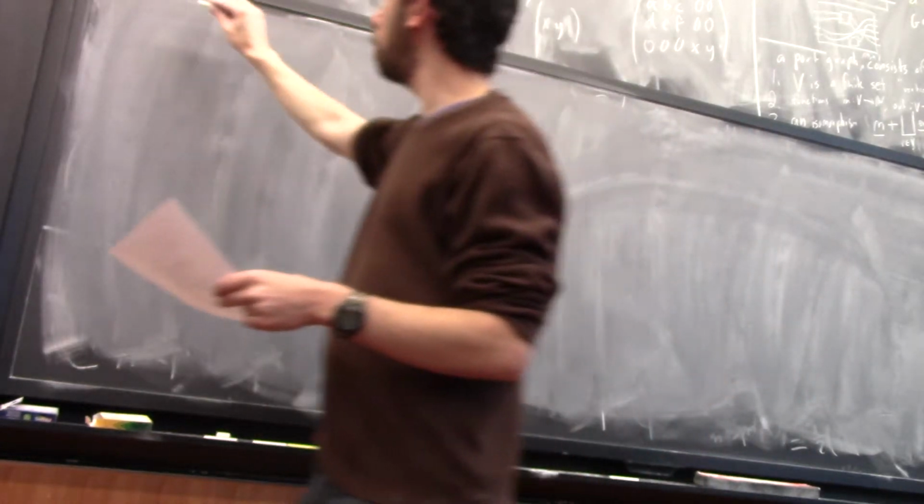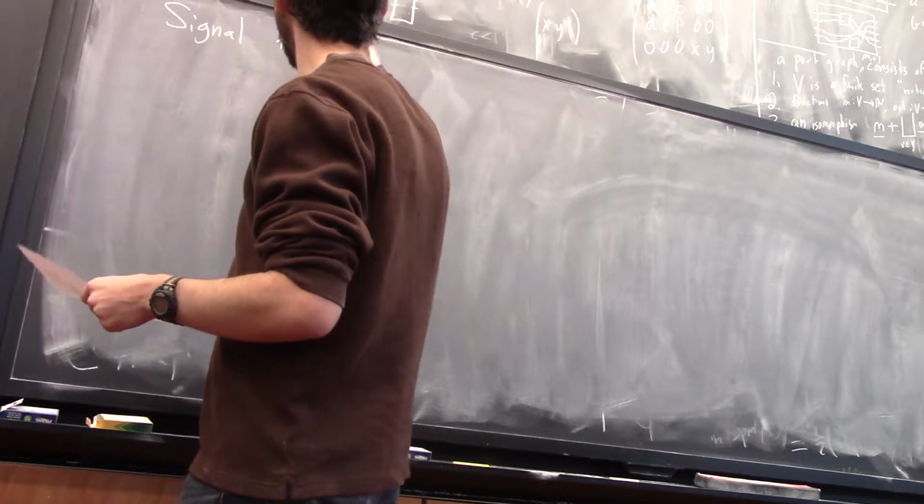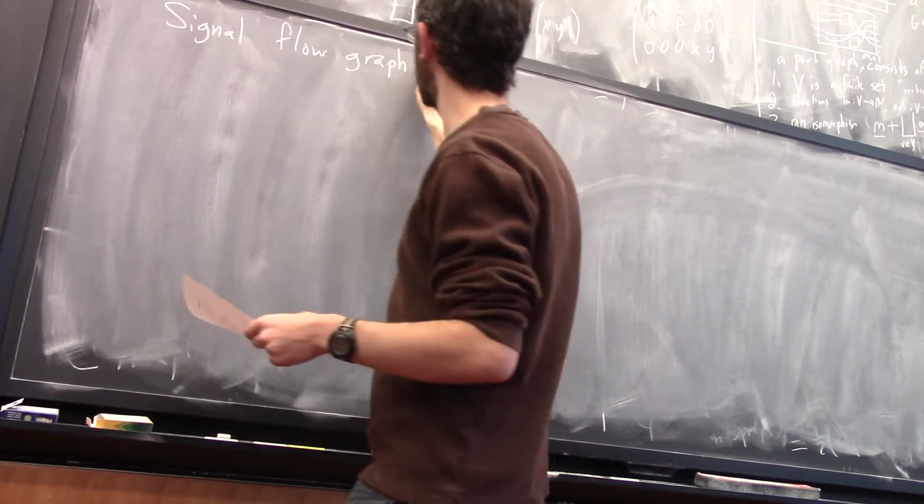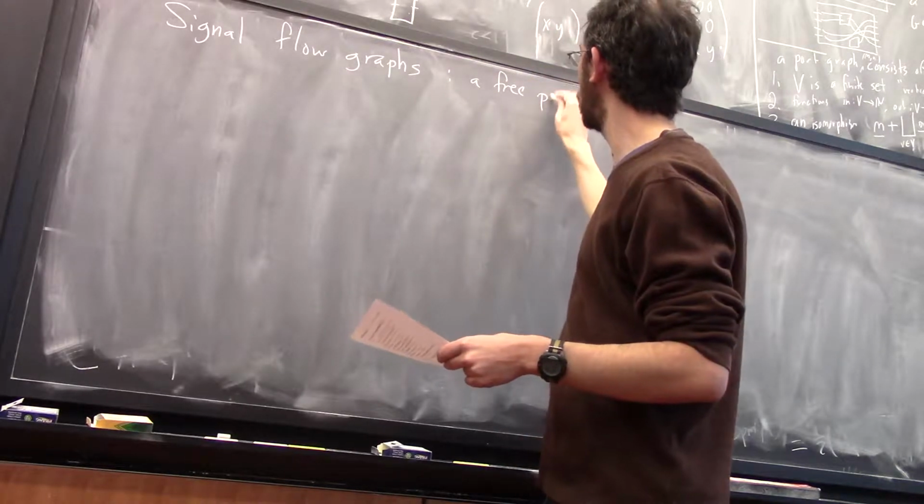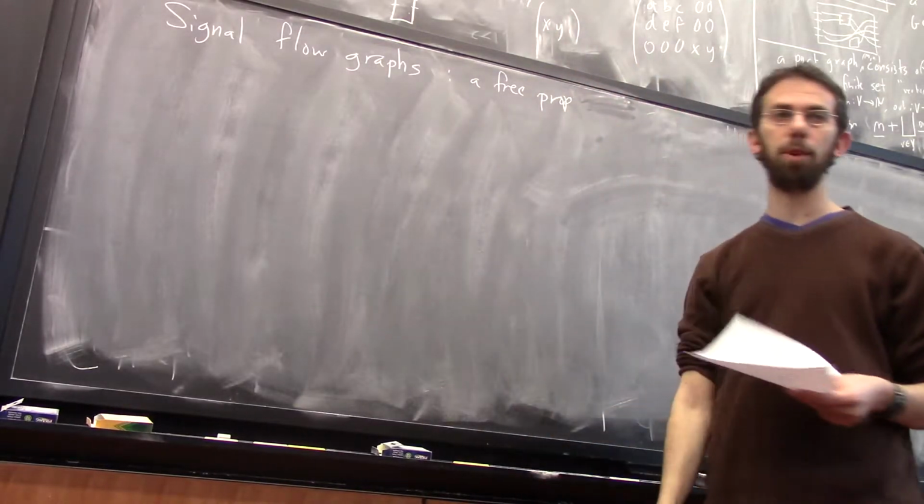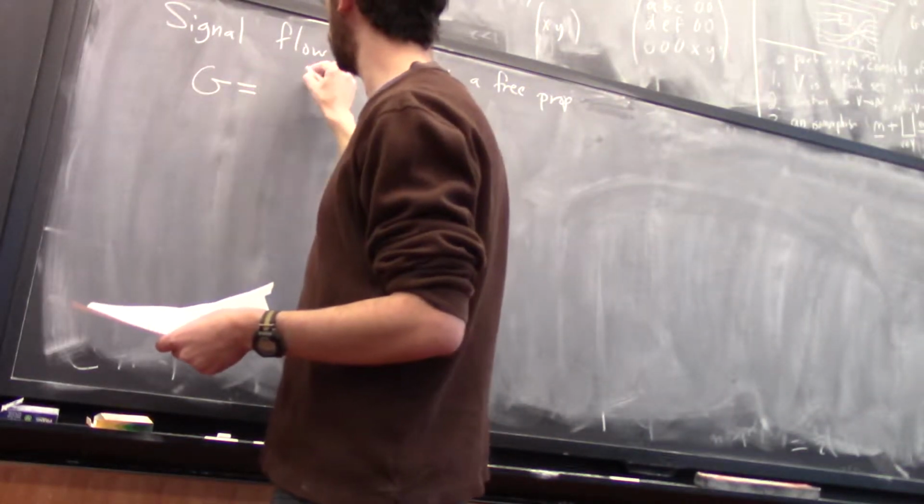Okay, so let's go back to signal flow graphs. Signal flow graphs are a free prop. So that was an example of a free prop all along. So what are the generators in this free prop?